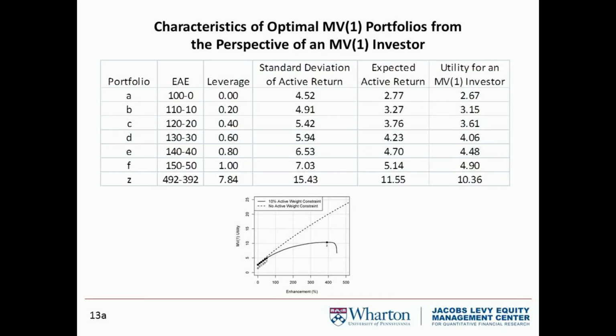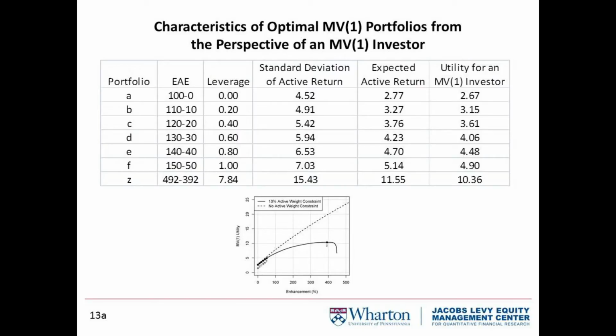Let's look at the characteristics of those optimal portfolios. Going back to the solid line, the portfolios A through F all the way out to Z. And this exhibit shows the characteristics of those portfolios. Each row represents a portfolio. And we show their enhancement and their risk and their reward, et cetera. And again, this is from the perspective of an investor with a volatility tolerance of 1.